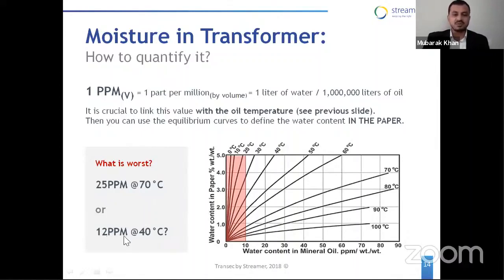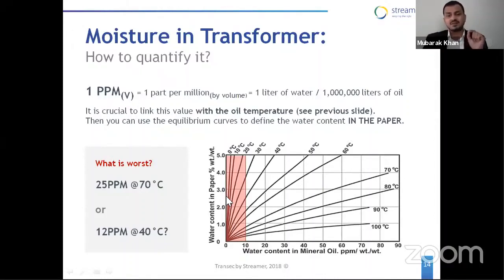Now coming to 12 ppm at 40 degrees Celsius. The 10, and here it is 12, somewhere here. At 40 degrees means this is the 40 degree curve. So 12 ppm at 40 degrees Celsius means around 2.7% of moisture in paper. Among the two, 12 ppm is more dangerous, because at low temperatures the ppm in the oil will be low.